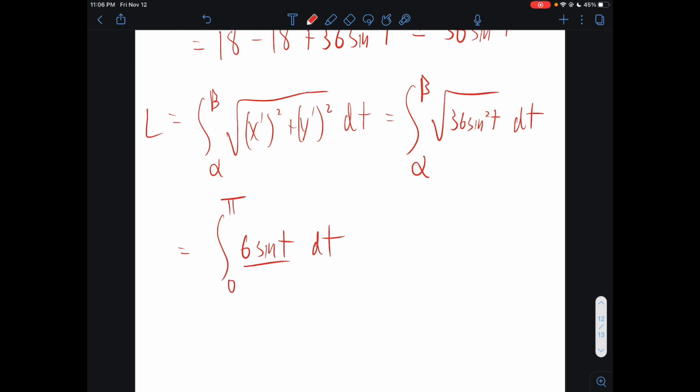So then finally, the antiderivative is negative 6 cosine t. We're evaluating from 0 to pi. Cosine of pi is negative 1. That gives me a 6 minus cosine of 0 is 1. 1 times negative 6 is negative 6, and that gives me 12.